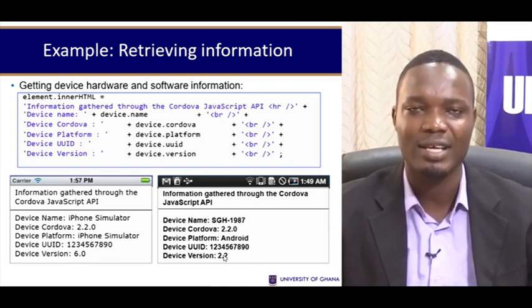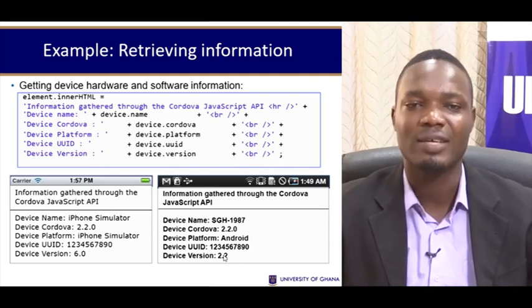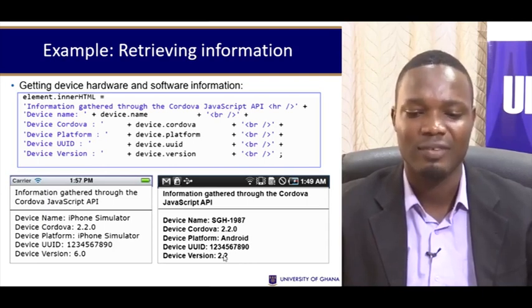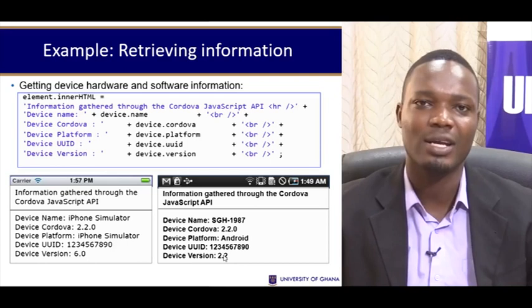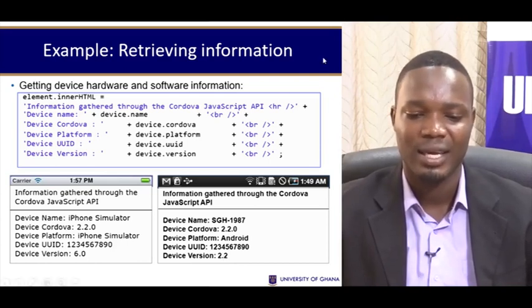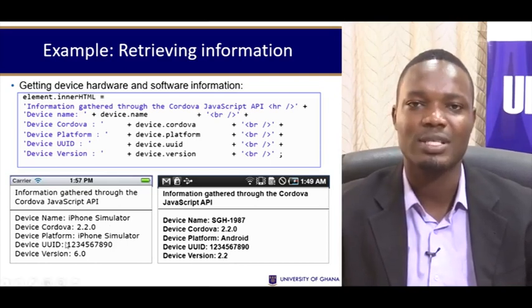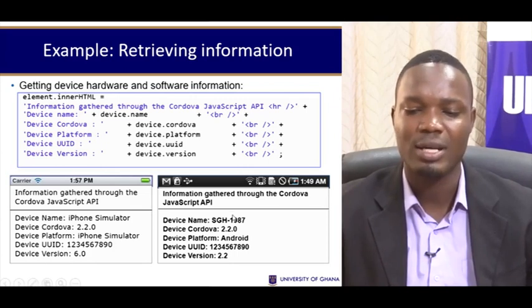And here we have the device.name, which is going to give us the device name. The device.cordova is giving us the Cordova version. We have the device.platform, device.uuid, device.version. Now when this is run on iOS, we can see a snapshot of what it produces. When it's run on Android, we can see the results of that also.